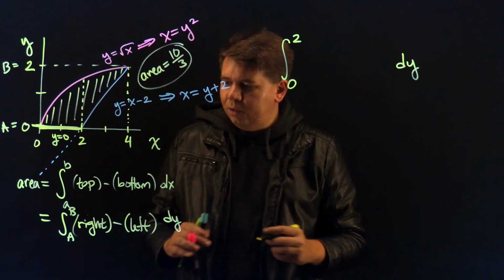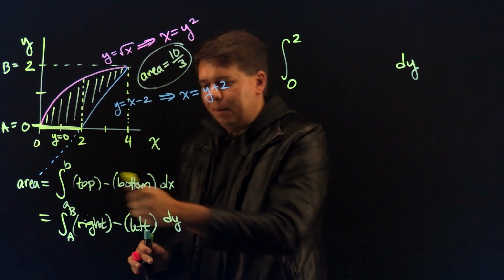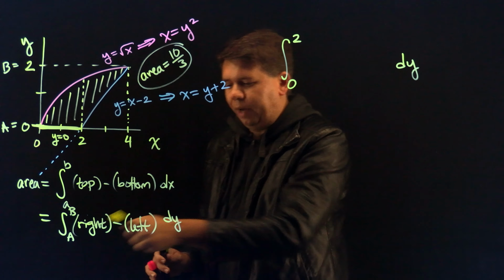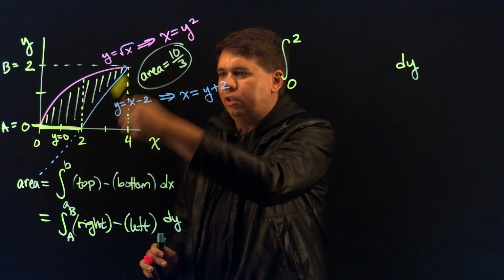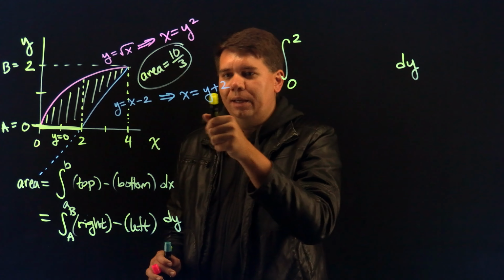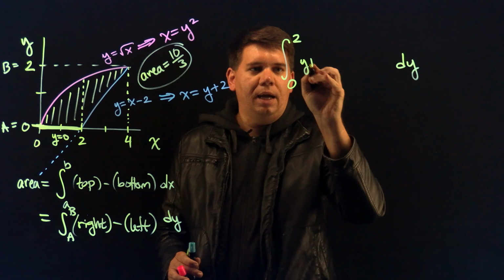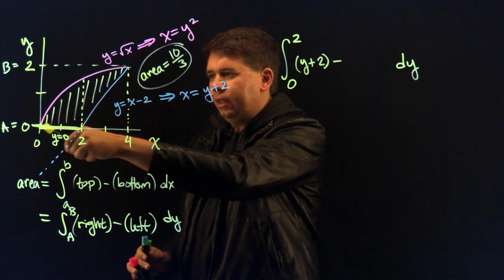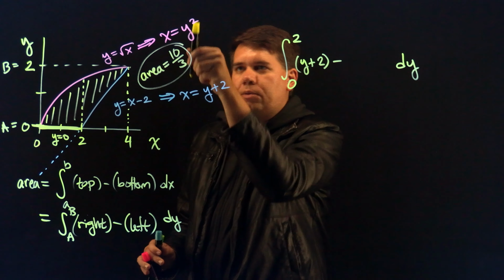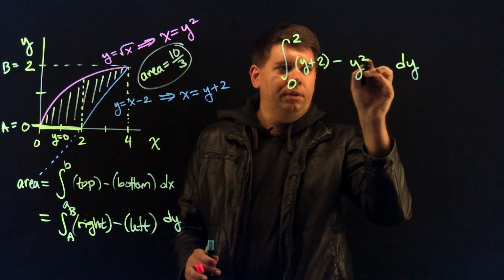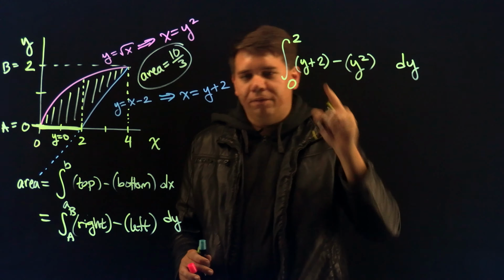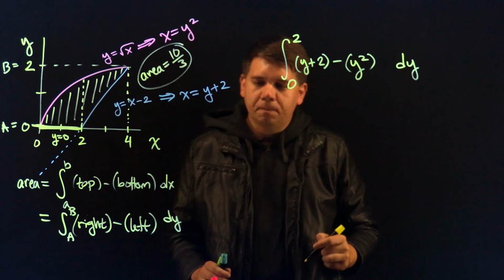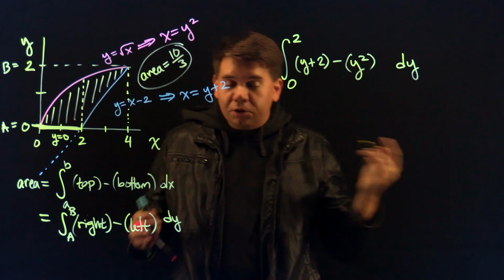And so now the way we're going to do this, integrate along the y-axis, instead of top minus bottom, the rule is going to be right minus left. Here, the function on the right as a function of y is y plus 2, x equals y plus 2, minus the function on the left, which is this function right here, x equals y squared. So this is the right function, this is the left function. Okay, let's just integrate this.